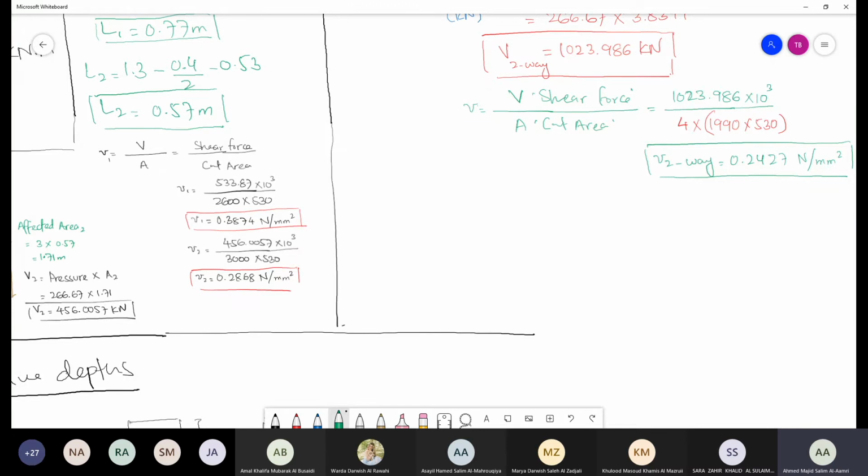So 0.3874 and then 0.2427 for the two-way. You will check them against the VC of the concrete. Okay, you will check them against the VC of the concrete. Let us see the presentation and then we'll go and calculate the VC.